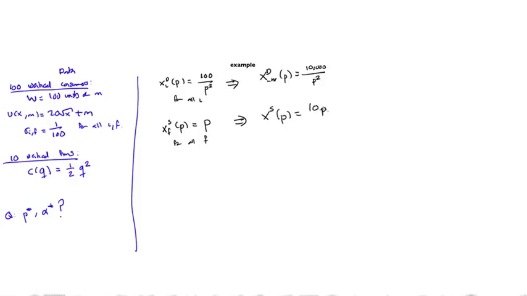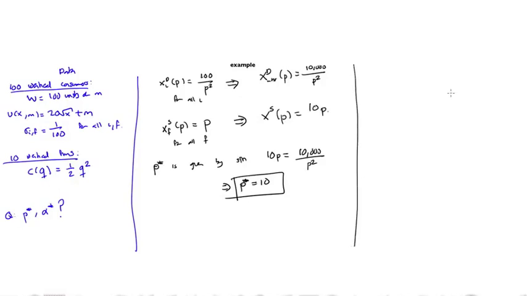Now, how do we compute the market equilibrium? p star is given by the solution to aggregate supply equals aggregate demand, so 10p equals 10,000 over p squared, that has a solution of p star equals 10. So now we know the equilibrium market price. How do we compute the equilibrium allocation? Let me finish that on this side.